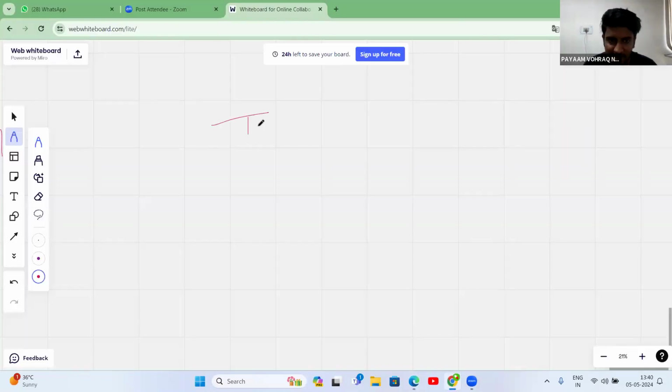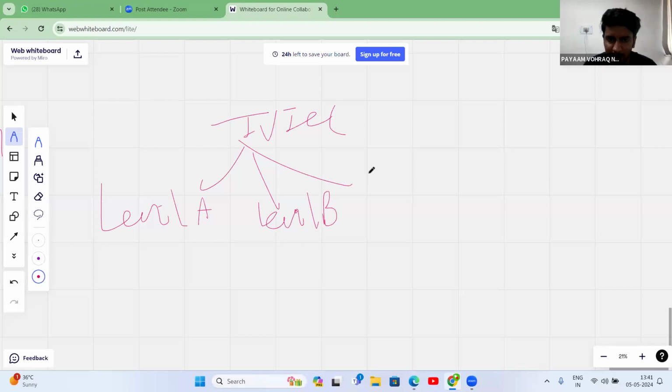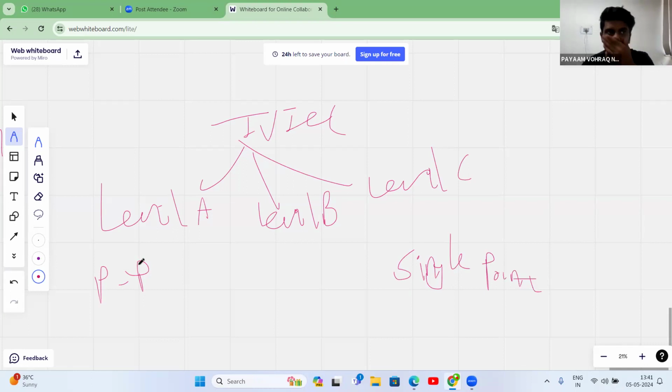Then we have IVIVC. So IVIVC correlation is of 3 types: level A, level B. Can somebody tell me what point to point correlation is known as? And single point correlation, very good. Point to point is called level A and single point correlation is called level C. Excellent. Then what other topic was left? Michaelis-Menten, Lineweaver-Burk. So this is from enzymes, right? Okay, I will give you: if Vmax is greater than Km, is it first order or zero order? And when Km is greater than Vmax, is it first order or zero order?